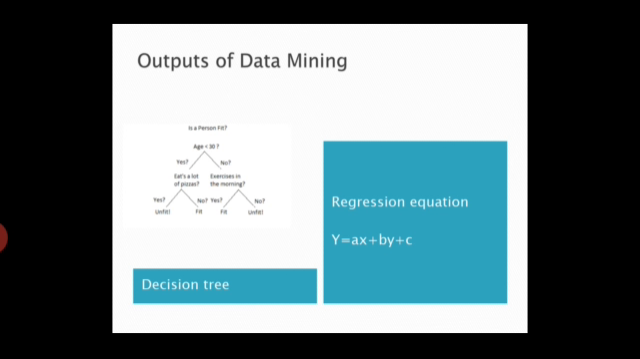It is a statistical method, or a mathematical equation, which establishes the relationship between the independent variables and a dependent variable. Here the dependent variable is y, because the value of y depends on the values of a, b, and the constant c, x, and y. A, b, and c are the independent variables.